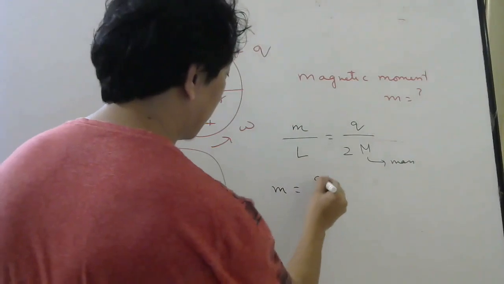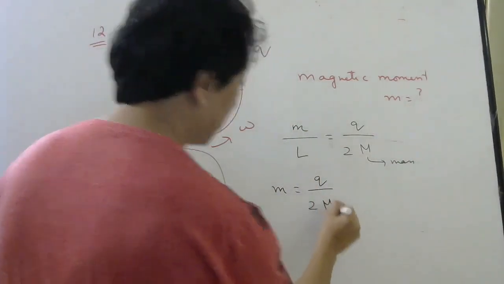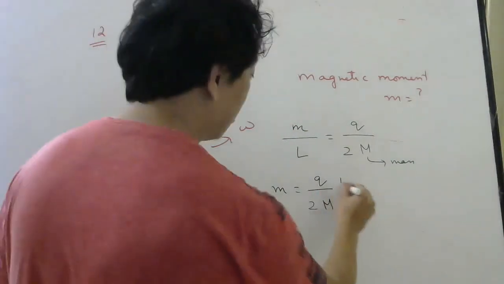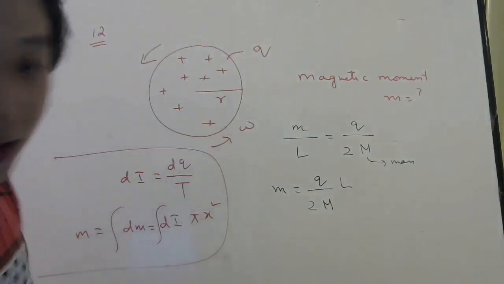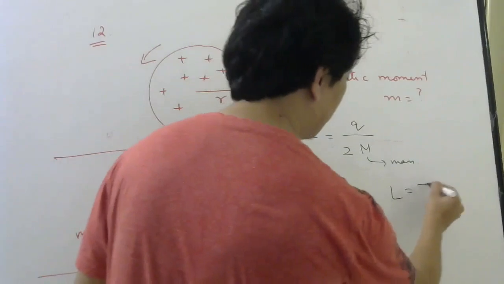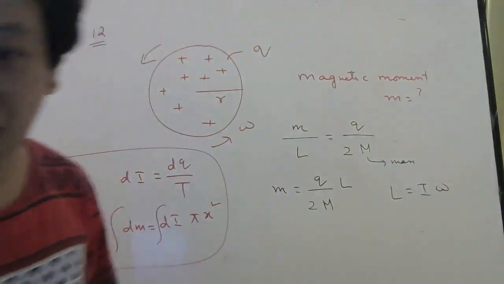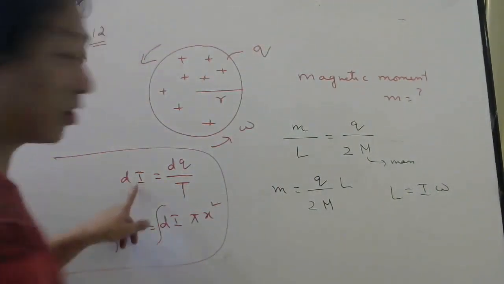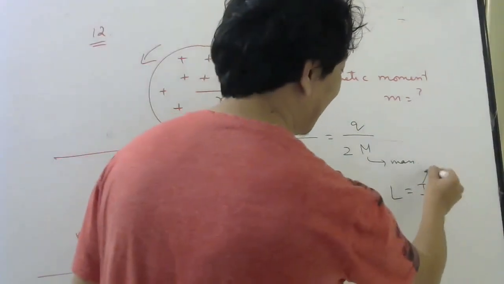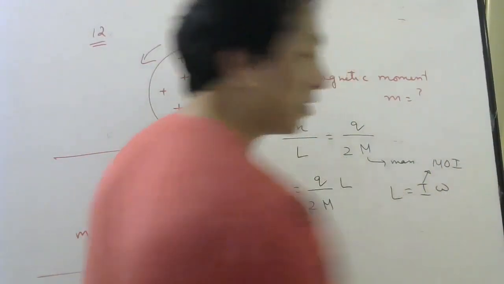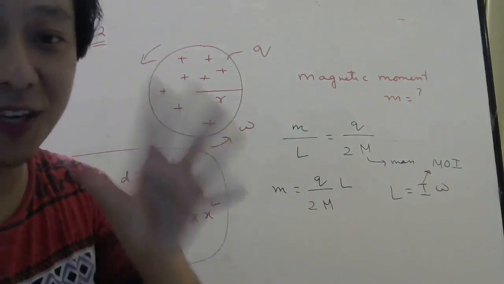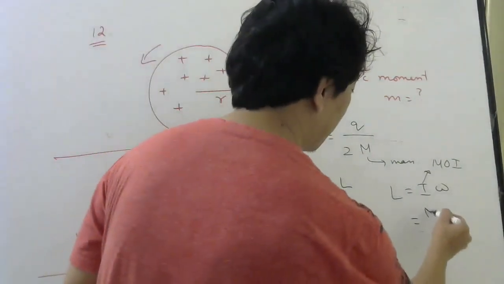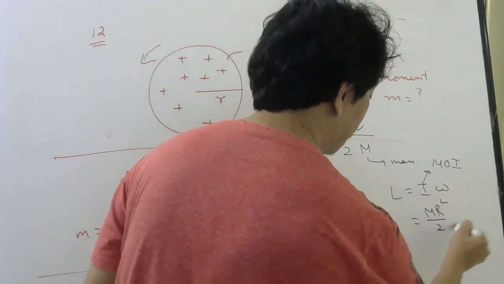Magnetic moment will be what? Charge divided by twice the mass, times angular momentum. Now it is a disk rotating with angular speed omega, and you know the angular momentum formula is I times omega, where I is moment of inertia. Be careful, not current. Moment of inertia. Sometimes different concepts will have the same symbol. So what is the moment of inertia for a disk? It is MR square by 2.